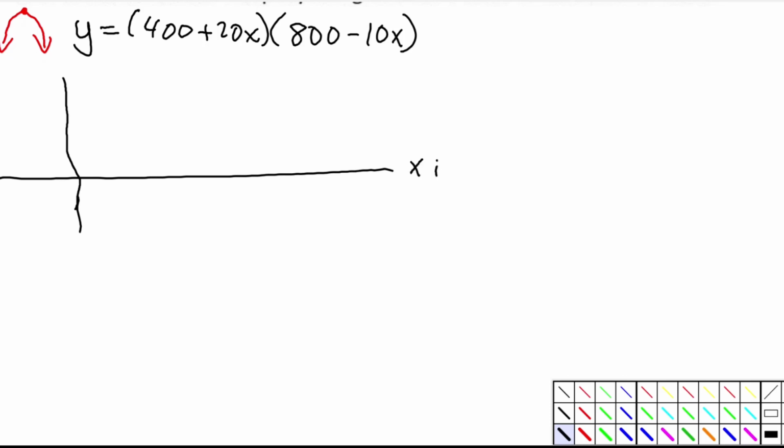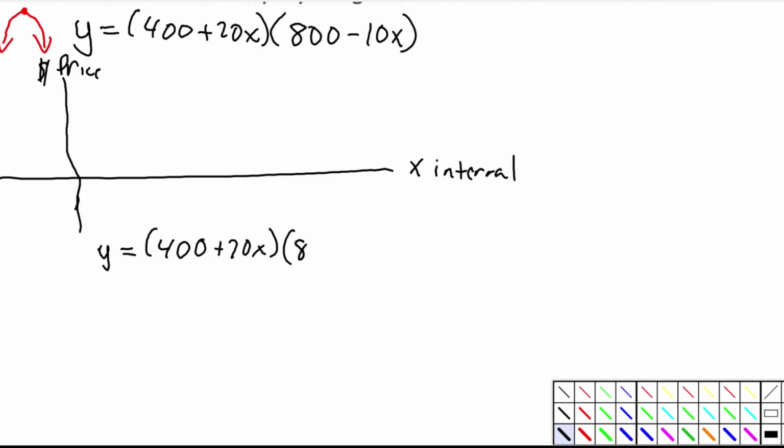X is going to be what I called my interval, and y is going to be my price, or the sales amount, the amount of money that we have here. Now, how would you graph this? That equation is in factored form, so I should just find my roots. So if I took this problem, y equals 400 plus 20x times 800 minus 10x.